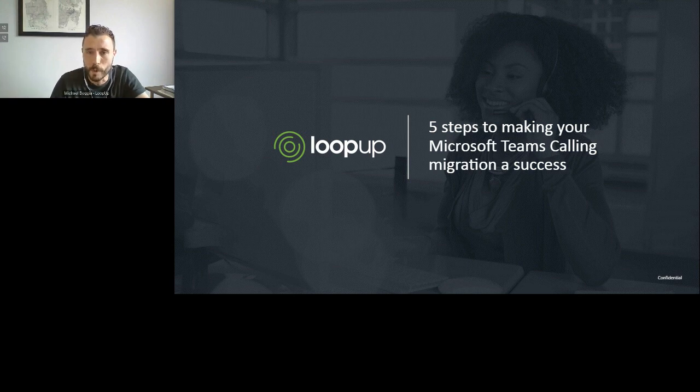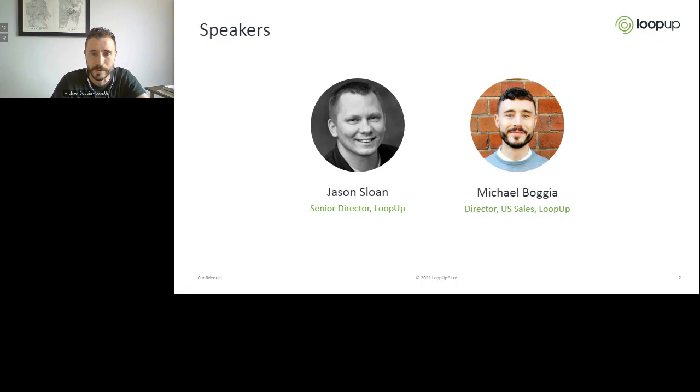And just before we dive in, a quick introduction to myself and Jason. So me first, I'm Michael Boggia. I'm the head of our US sales team. I'm based in New York and have been with LoopUp for almost 10 years now. And I've helped oversee some of our largest deployments during that time. Jason, over to you.